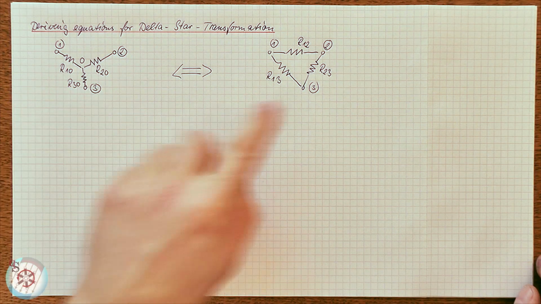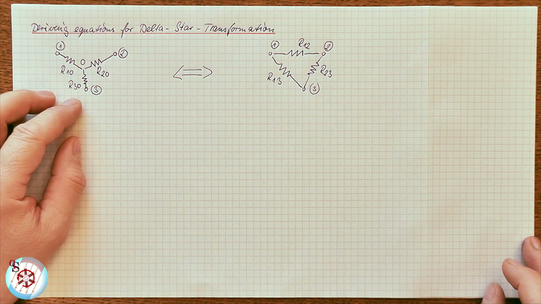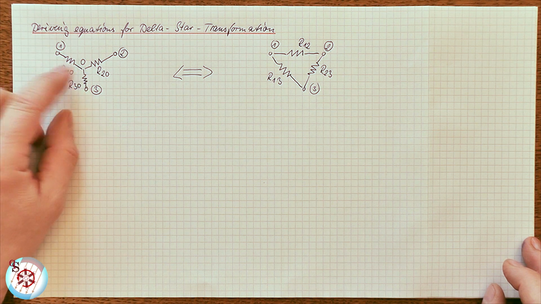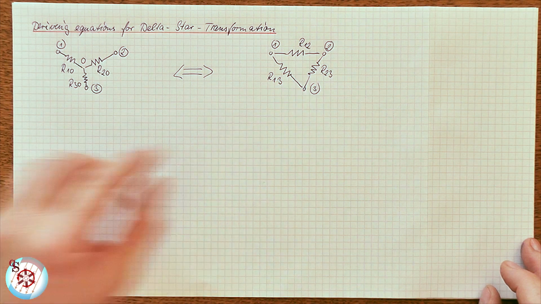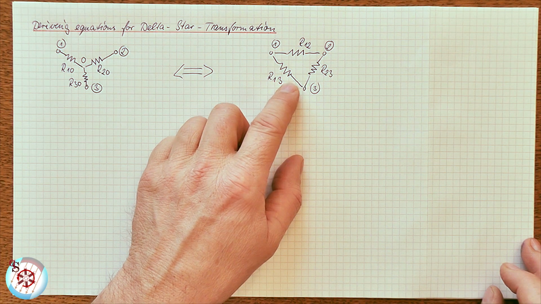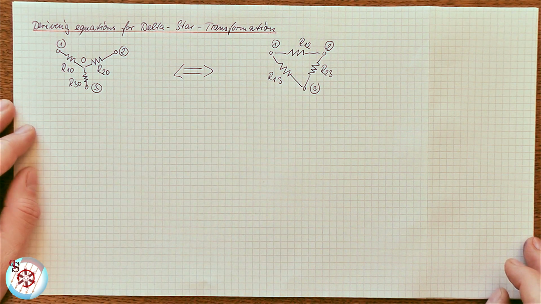Welcome to the Star Delta transformation. That is, the circuit in star connection with 3 resistors here on the left side should behave equally to the delta connection of the resistors on the right side.